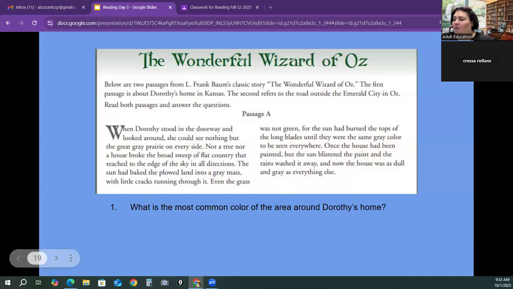Okay, what is the most common color around the area of Dorothy's home? Well, what did it say?